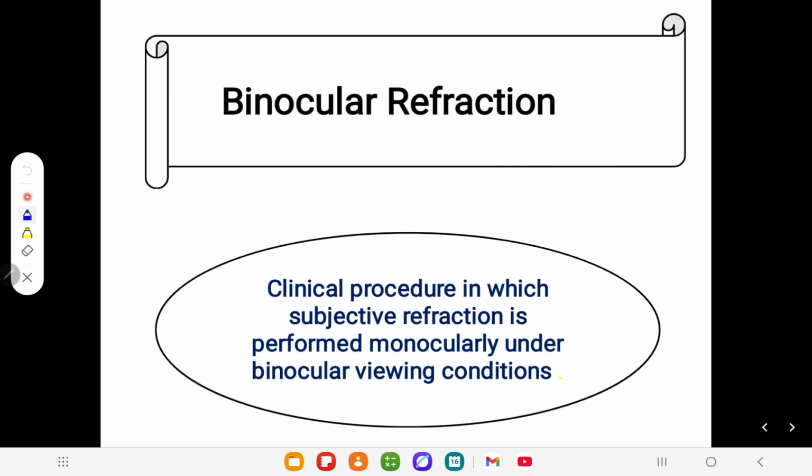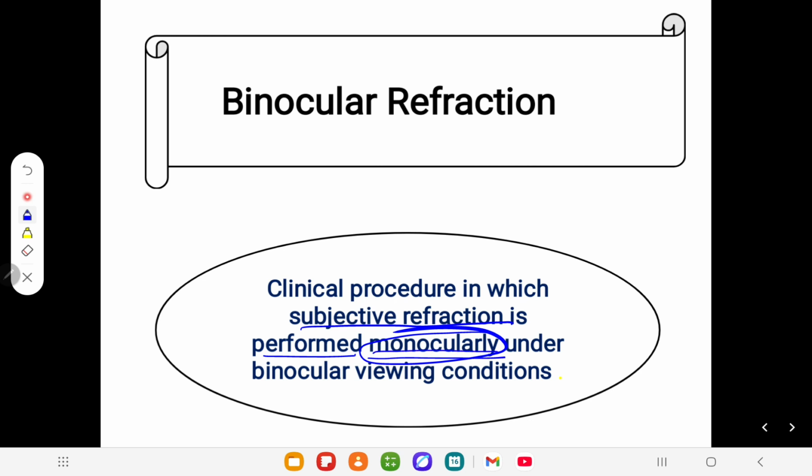We know that. What is binocular refraction? It is a clinical procedure in which subjective refraction is performed monocularly under binocular viewing condition. That's crucial. Just remember it. That's what we do. We perform subjective refraction monocularly. We don't do both eyes. We don't directly change the lens in both eyes. Okay. We do monocular refraction.